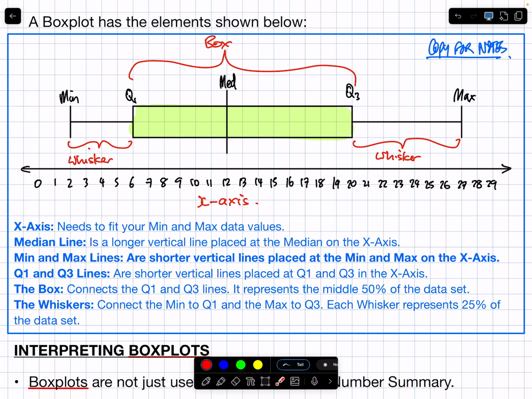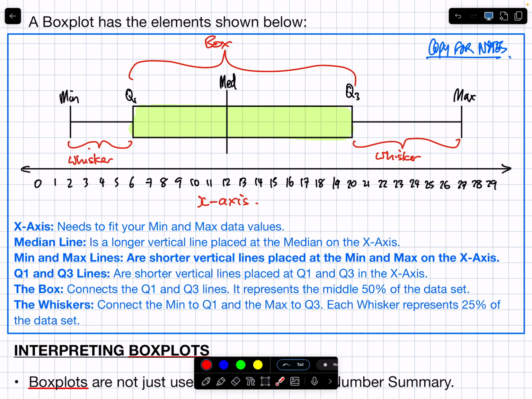The minimum and maximum lines, they're shorter vertical lines placed over the minimum and the maximum. Q1 and Q3 are shorter too. And then the box, why it's called a box and whisker plot sometimes, the box connects Q3 and Q1, so you have a little rectangle in the middle. And then the whiskers are these lines connecting the box to the minimum and the maximum. I'll give you 5 minutes. Can you get that information down about what a box plot is, otherwise known as a box and whisker plot?